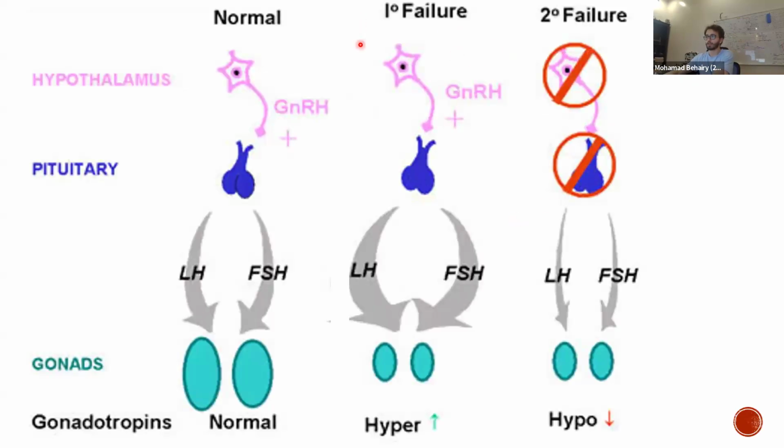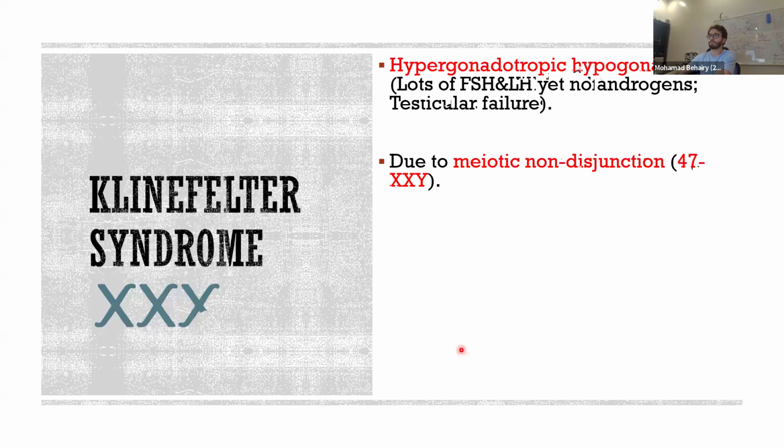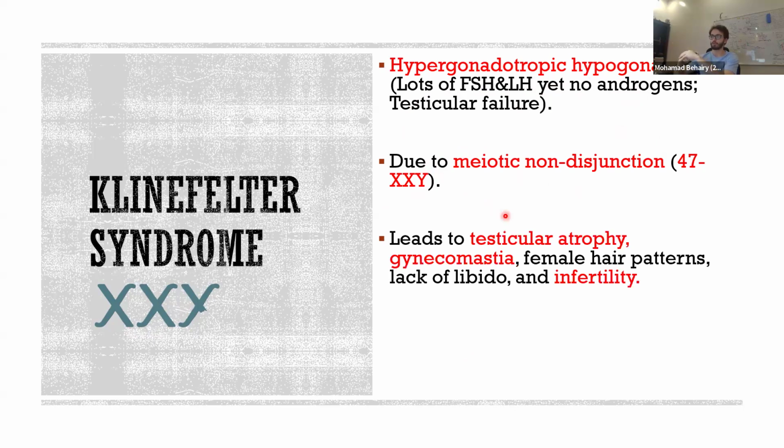If we go back, it's this case, primary failure. The pituitary is doing its best, it's giving the LH and FSH, but the testes refuse to give us testosterone. This is what's happening in Klinefelter syndrome. We have lots of FSH and LH, yet no androgens, meaning testicular failure. This is due to meiotic non-disjunction, XXY, the person will have 47 chromosomes, which will lead to atrophy of the testes. The testes failed. They're just going to shrink, atrophy.